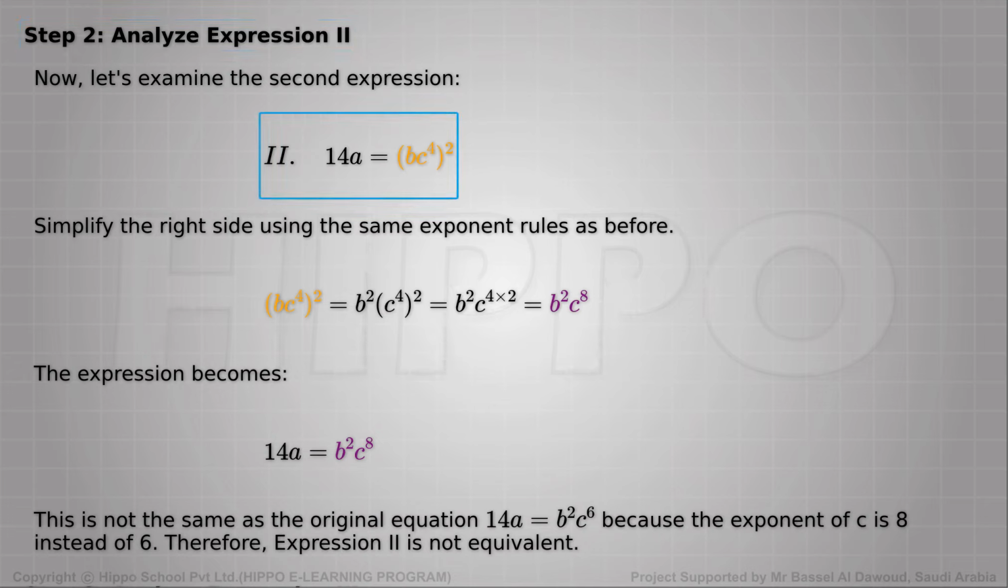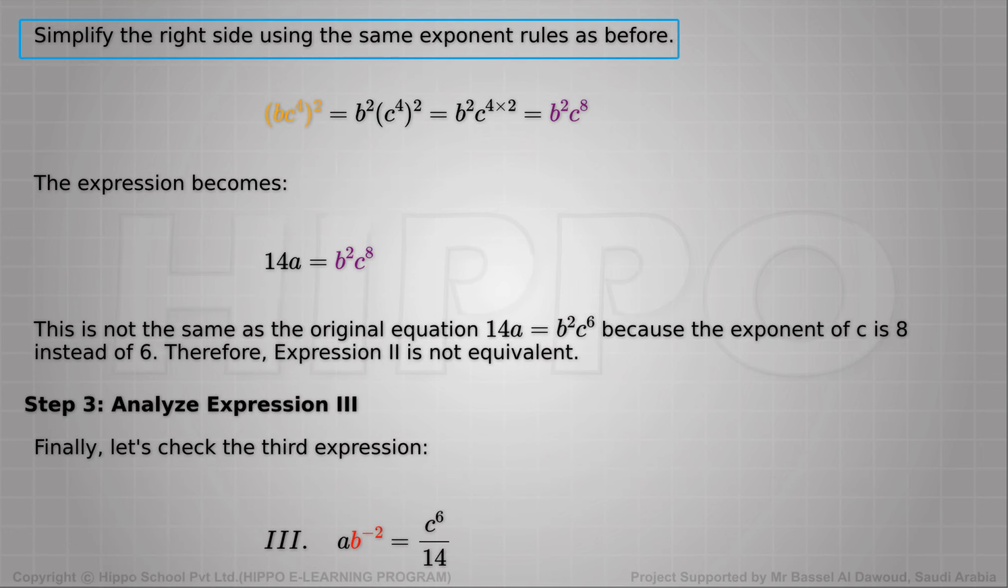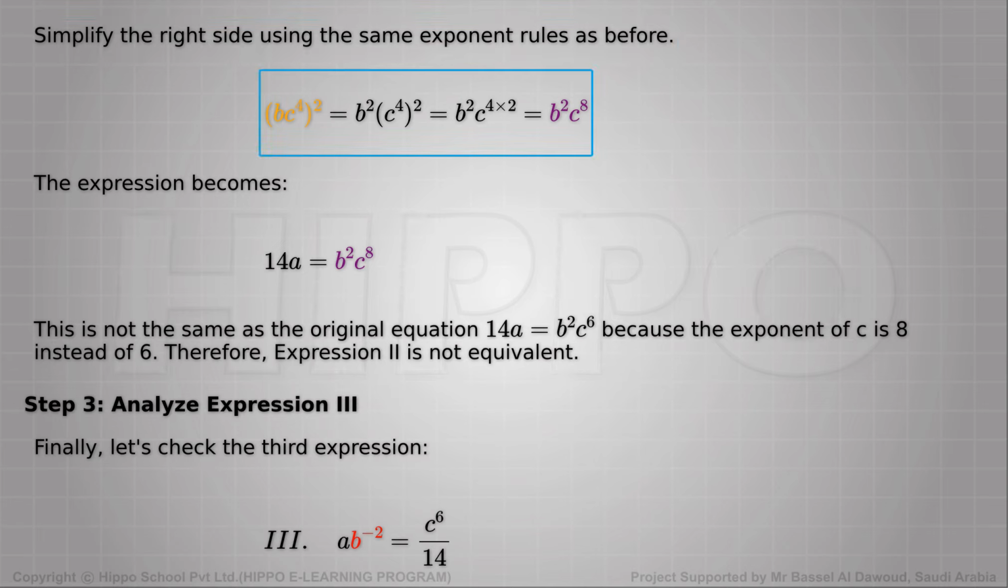This one states 14a equals the quantity bc to the fourth, all squared. The left side, 14a, already matches our original equation, so let's focus on simplifying the right side. Just like before, we'll use our exponent rules on the right-hand side. The quantity bc to the fourth squared becomes b squared times c to the fourth squared. For the c term, we multiply the exponents. 4 times 2 gives us 8. So the right side simplifies to b squared c to the eighth.